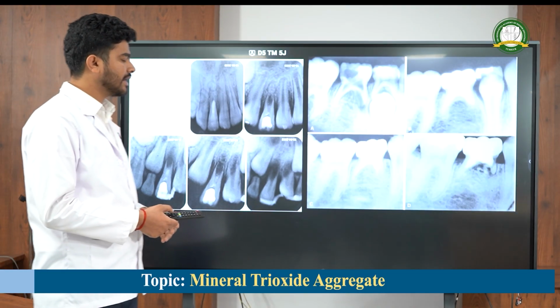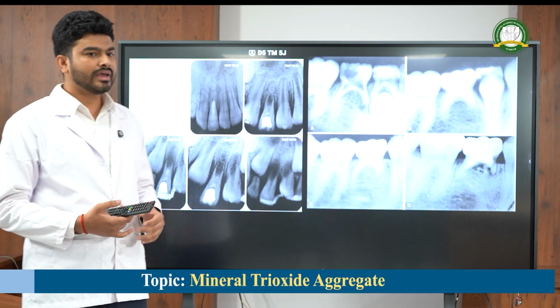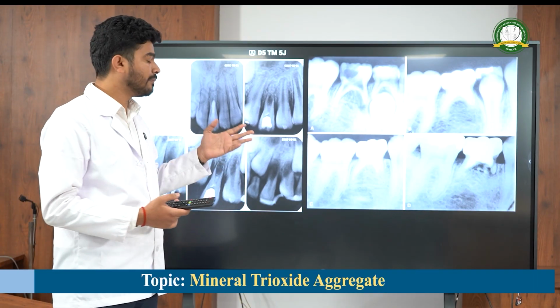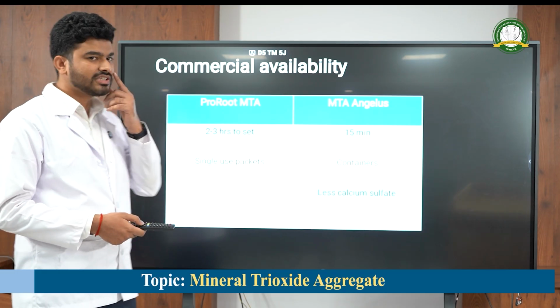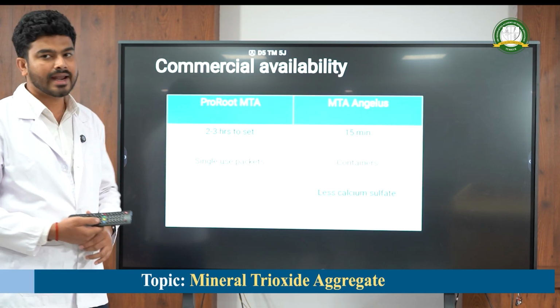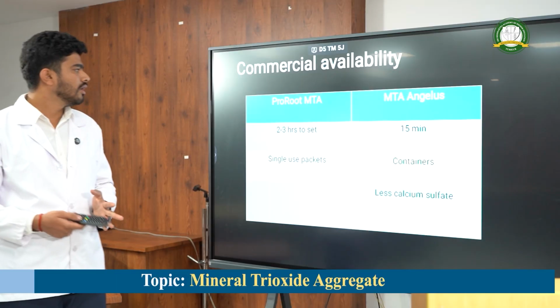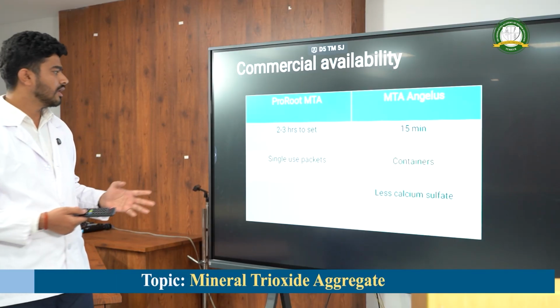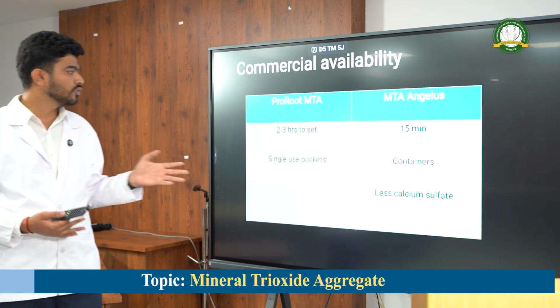And mainly in pediatric dentistry, we use MTA to obturate primary teeth where there is absence of a permanent tooth bud. Coming to the commercial availability, it is available in two forms, ProRoot MTA and MTA Angelus. The main advantage of ProRoot MTA is that it is cheaper, but the main disadvantage is that it takes 2 to 3 hours to set.